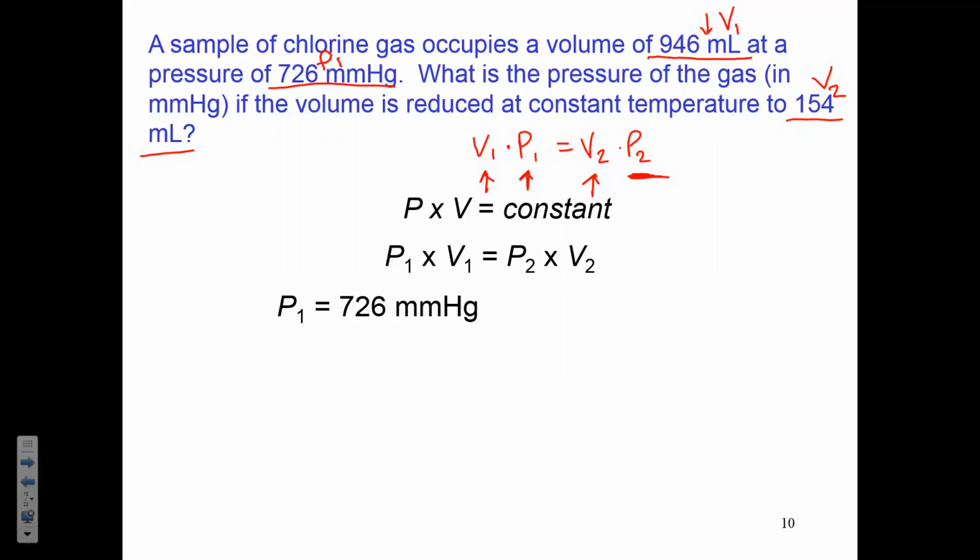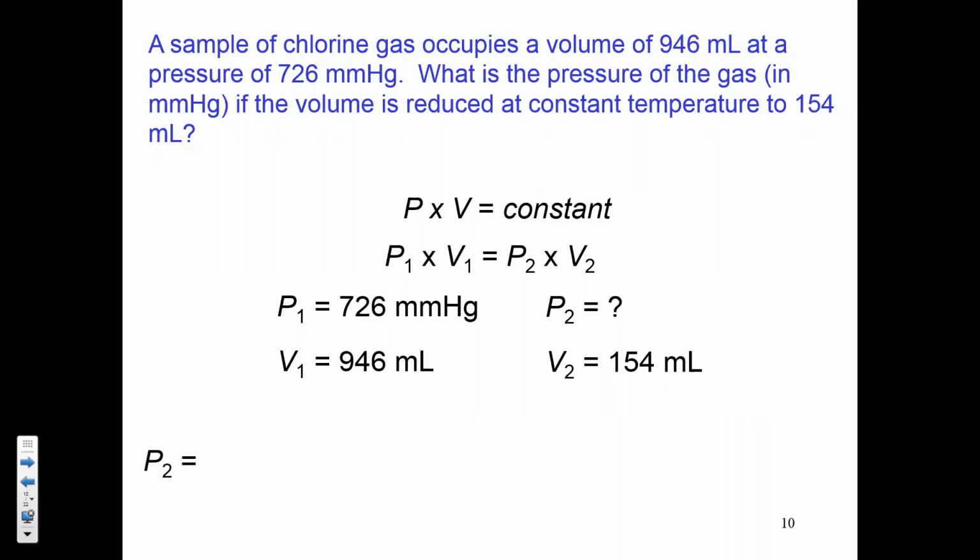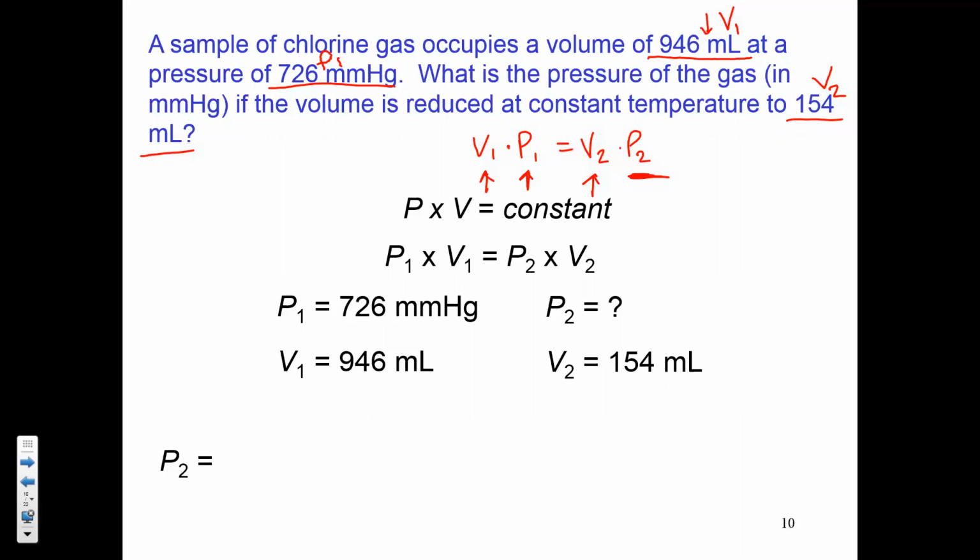We found that P1 was 726 millimeters of mercury, excuse me. My volume is 946 milliliters, my initial volume. P2, we decided we didn't know. And V2, we said, was 154 milliliters. So now basically, we can take my equation and rework it for my P2.